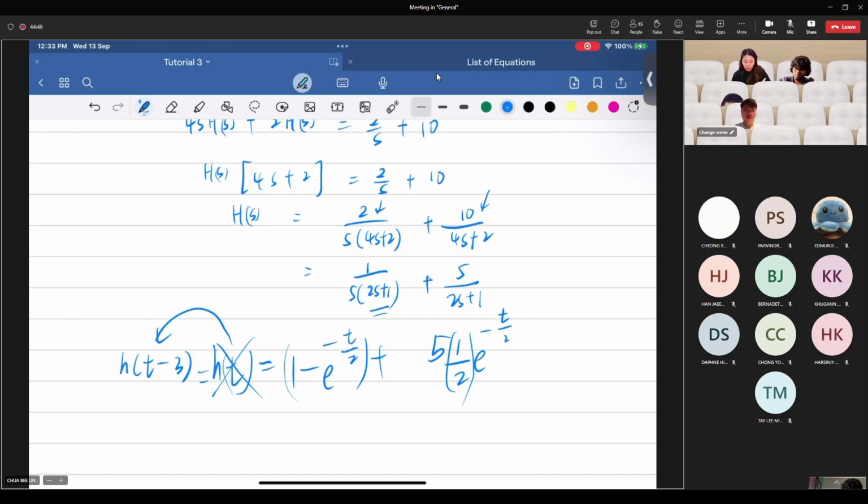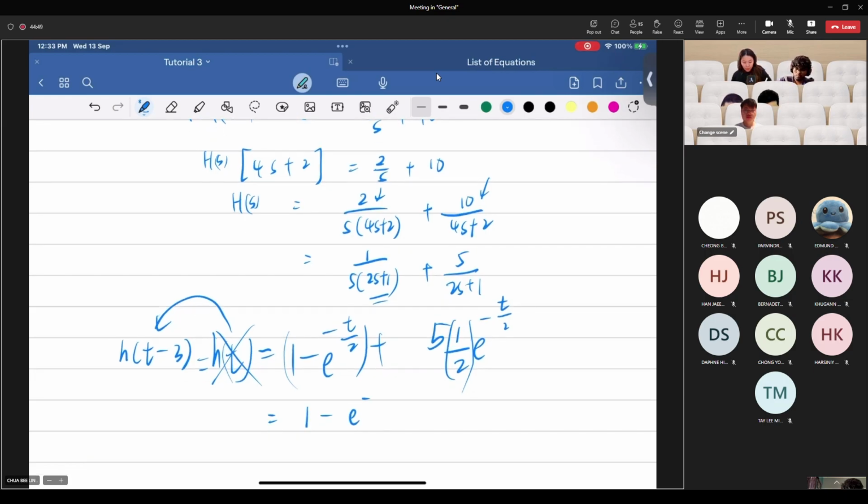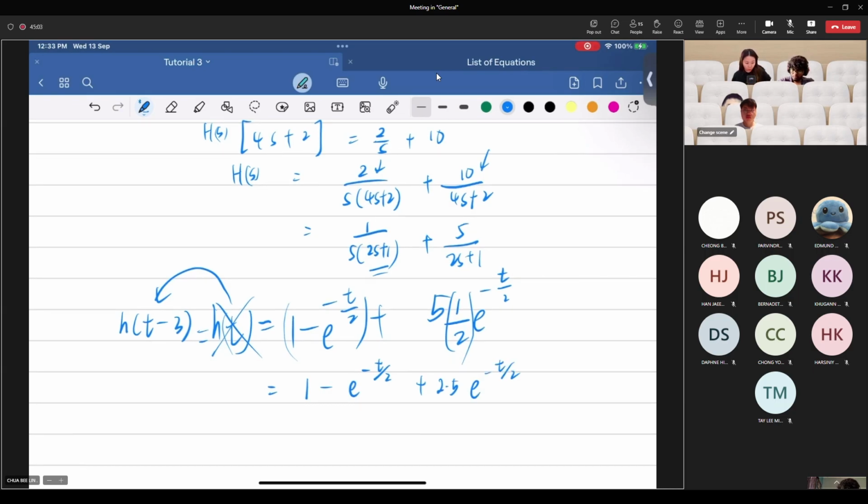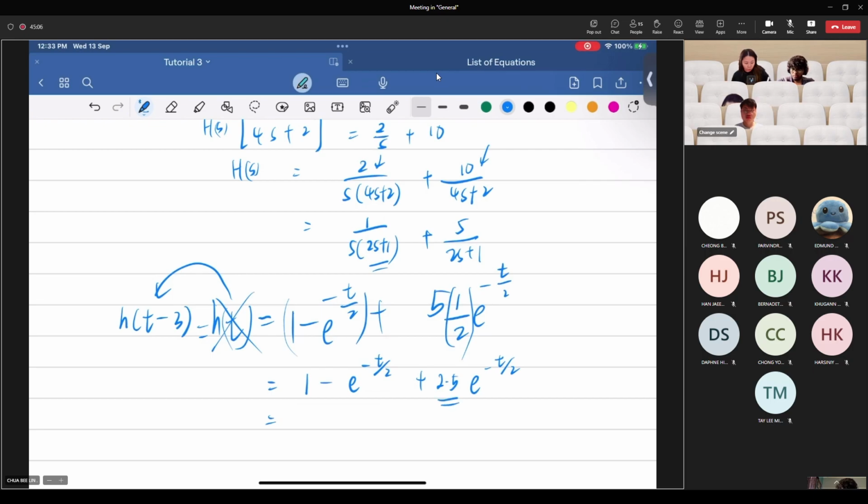Okay, so simplify 1 minus e to the negative t over 2 plus 5 over 2, which is 2.5, correct? So plus 2.5 e to the negative t over 2, and this is 1. So 2.5 minus 1 is 1.5. So you get 1 plus 1.5 e to the negative t over 2. When you minus 1, it becomes 1.5. Okay, so this is your h(t minus 3).